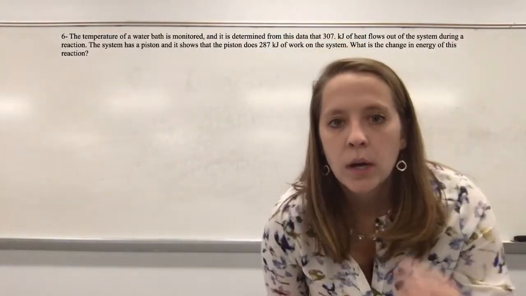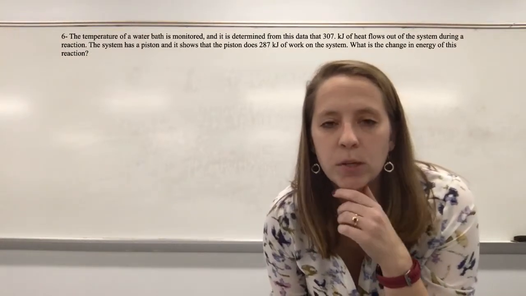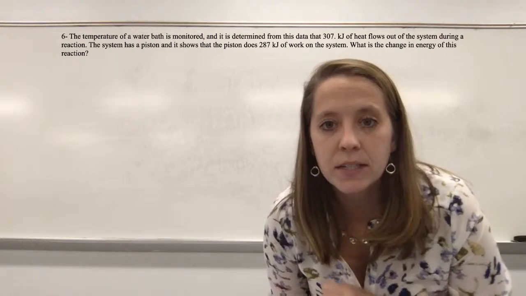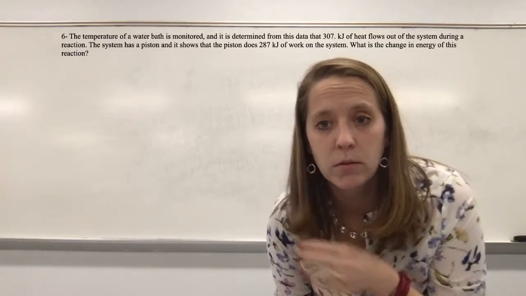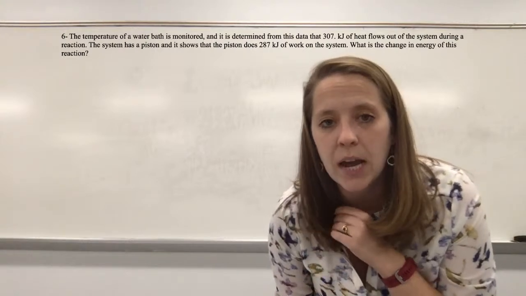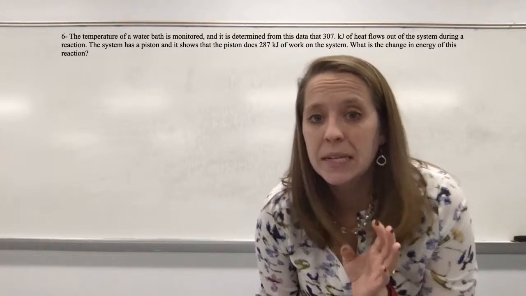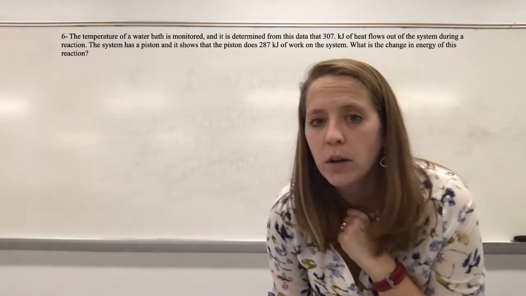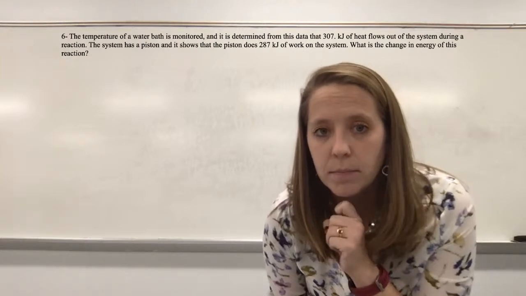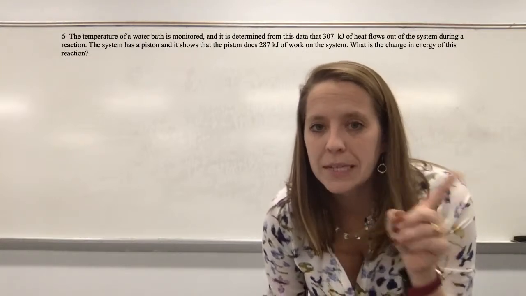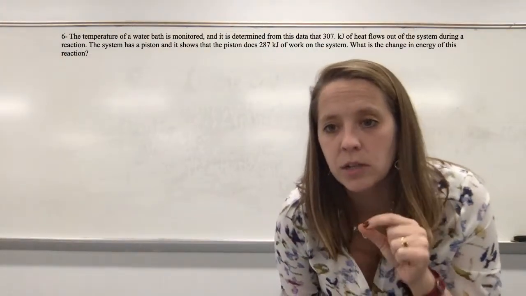Nice. So in this question, it asks, the temperature of a water bath is monitored and is determined from the data that 307 kilojoules of heat flows out of the system during a reaction. The system has a piston, so it shows that the piston does 487 kilojoules of work on this system. The piston does work on the system. What is the change in energy of this reaction?